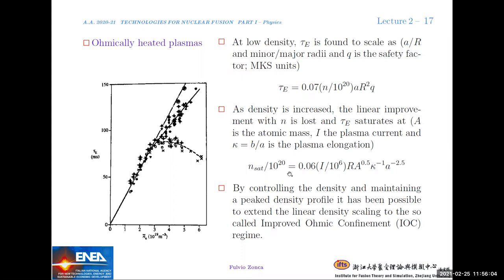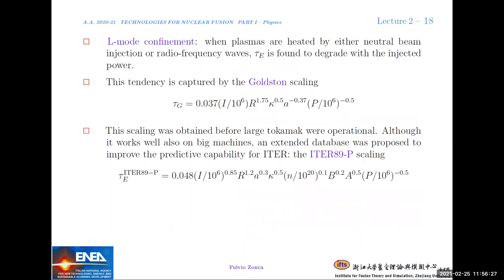So not only the density profile, but the current density profile, and similarly the temperature profile. When you do this by controlling the profile, it is called improved ohmic confinement. And by the way, the Frascati tokamak and the Frascati tokamak upgrade have contributed significantly to this type of research.